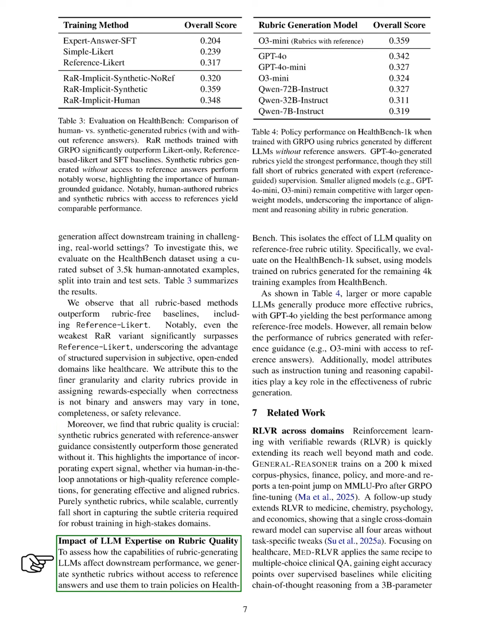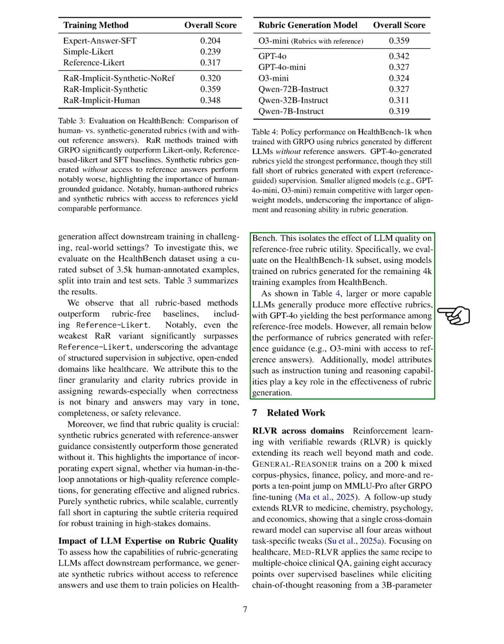Next, we assess how the abilities of large language models, LLMs, used for generating rubrics influence performance. We create synthetic rubrics without reference answers and use them to train policies on Health Bench, allowing us to focus on the impact of LLM quality. Our evaluation on a subset of Health Bench shows that larger and more capable LLMs generally produce better rubrics, with GPT-4o performing the best among those without reference guidance. However, all these models still fall short compared to rubrics generated with reference answers. We also note that factors like instruction tuning and reasoning skills are important for effective rubric generation.